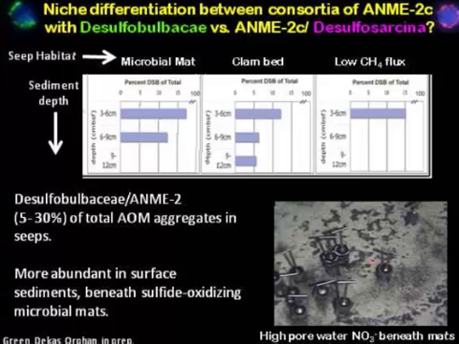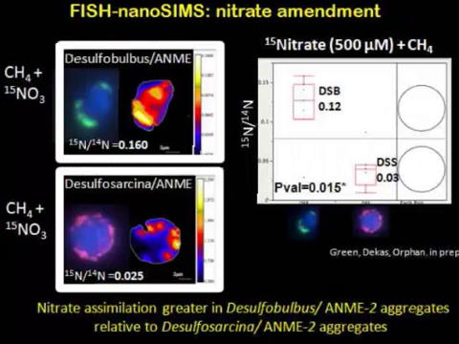And so in this case, we added N15 labeled nitrate and looked at aggregates that were either in association with Desulfobulbus, the DSB, or with Desulfosarcina. And indeed, what we found is that under conditions supporting methane oxidation, the Desulfobulbaceae-associated aggregates were better at taking up that N15 labeled nitrate relative to the Desulfosarcina. So this may provide a slight selective advantage for these organisms where they exist in nature.